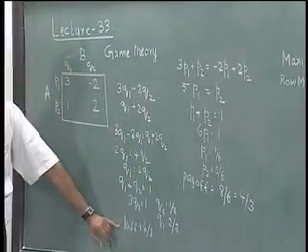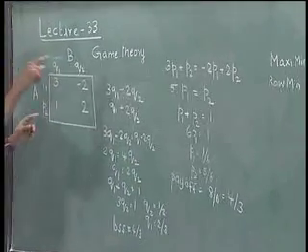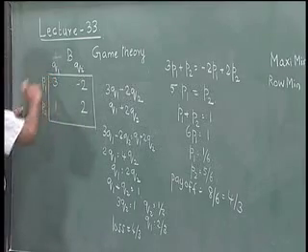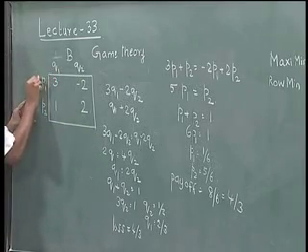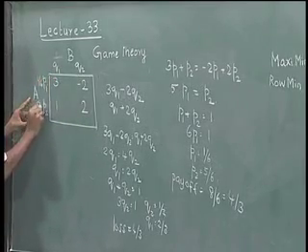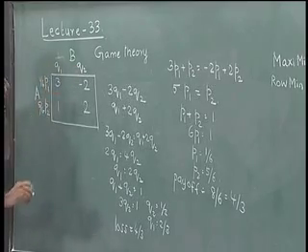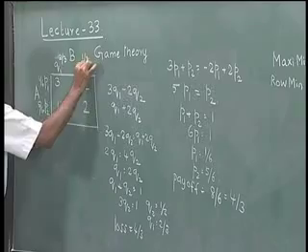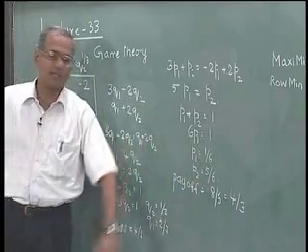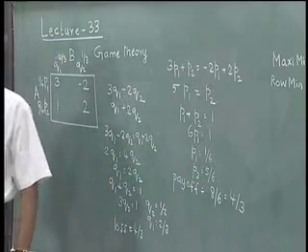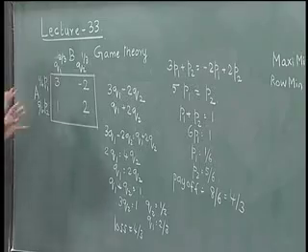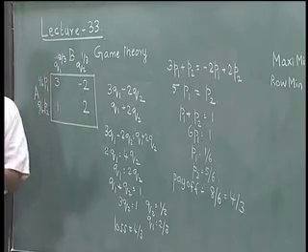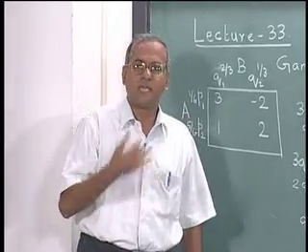B's expected loss will be 4 by 3. Then A will play these two in the proportion 1 by 6, 5 by 6, and B will play these in the proportion 2 by 3 and 1 by 3, and the payoff for this game is 8 by 6 or 4 by 3. So, this is how we solve a 2 by 2 game if there is no saddle point.